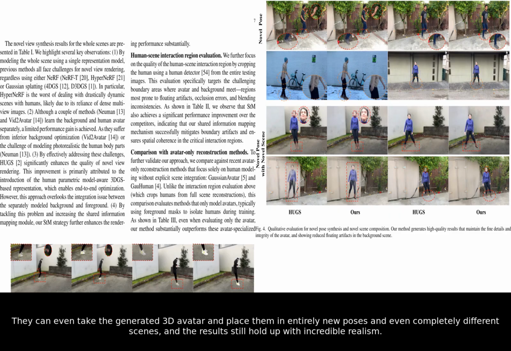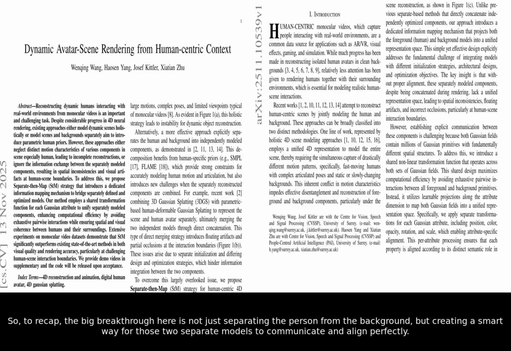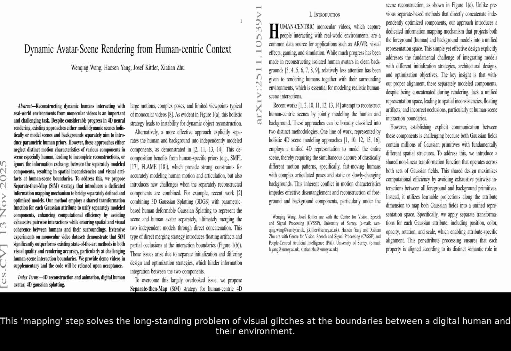They can even take the generated 3D avatar and place them in entirely new poses and even completely different scenes, and the results still hold up with incredible realism. So, to recap, the big breakthrough here is not just separating the person from the background, but creating a smart way for those two separate models to communicate and align perfectly. This mapping step solves the long-standing problem of visual glitches at the boundaries between a digital human and their environment.